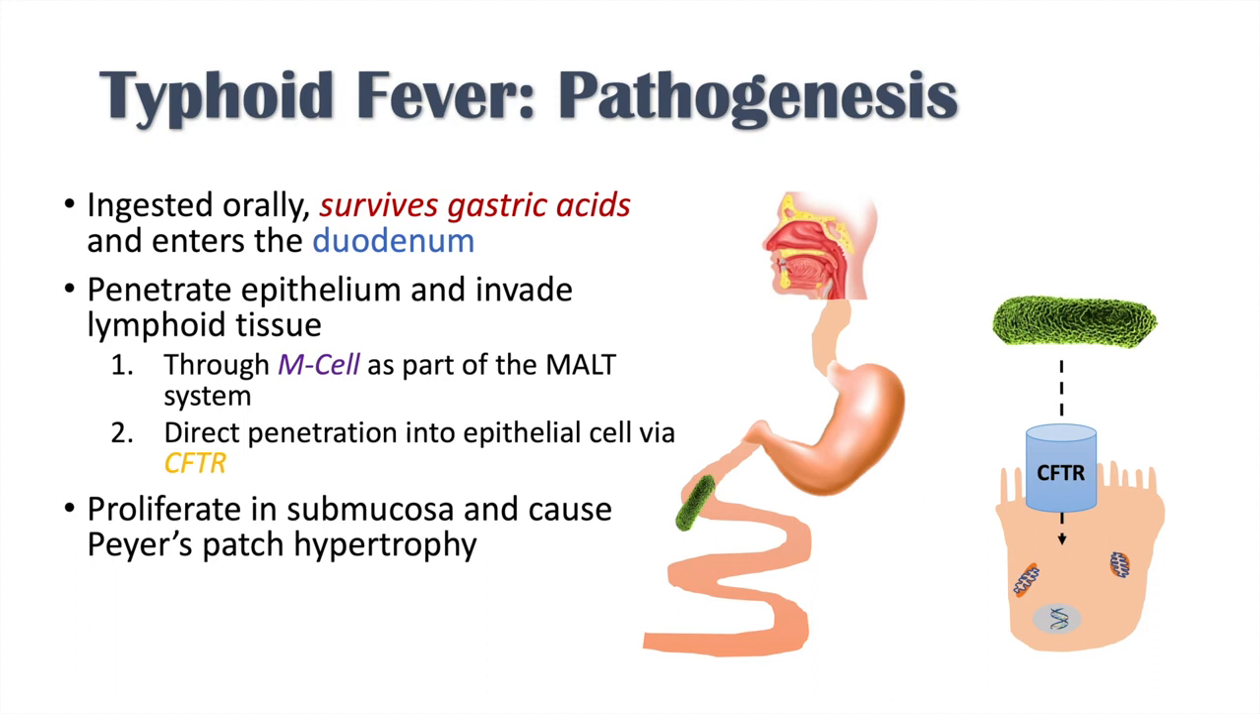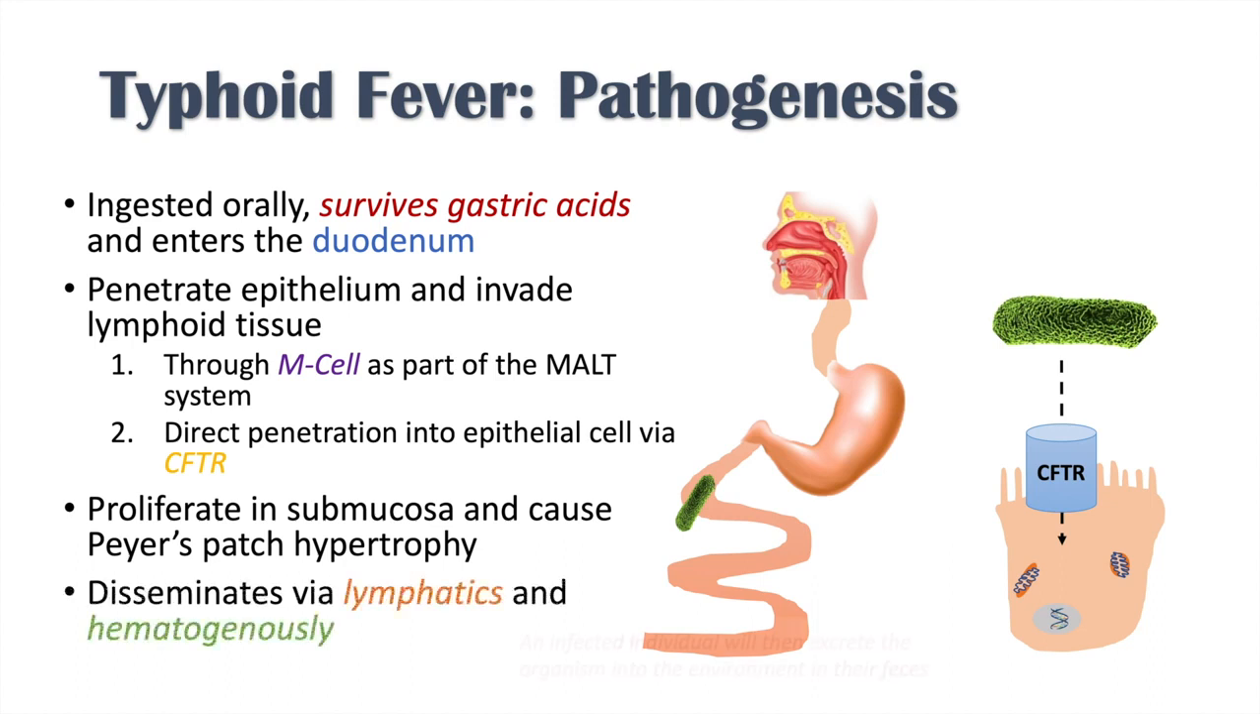Another thing that happens is that the Salmonella typhi bacteria, once it penetrates into the epithelium, will actually proliferate in the submucosa, causing Peyer's patch hypertrophy. Peyer's patch is lymphatic tissue in the intestines that becomes hypertrophied because the bacteria actually proliferates inside to cause that hypertrophy. And eventually the bacteria will disseminate through the body via the lymphatic system and hematogenously through the blood to cause many of the symptoms we're going to talk about in the next slide.